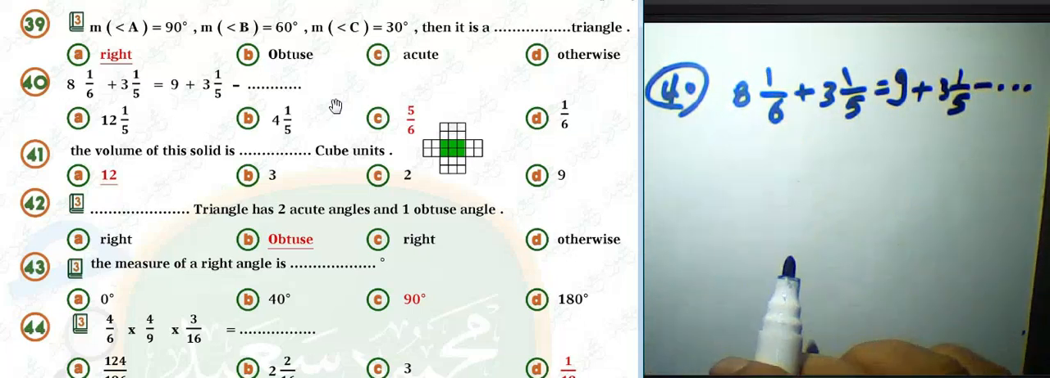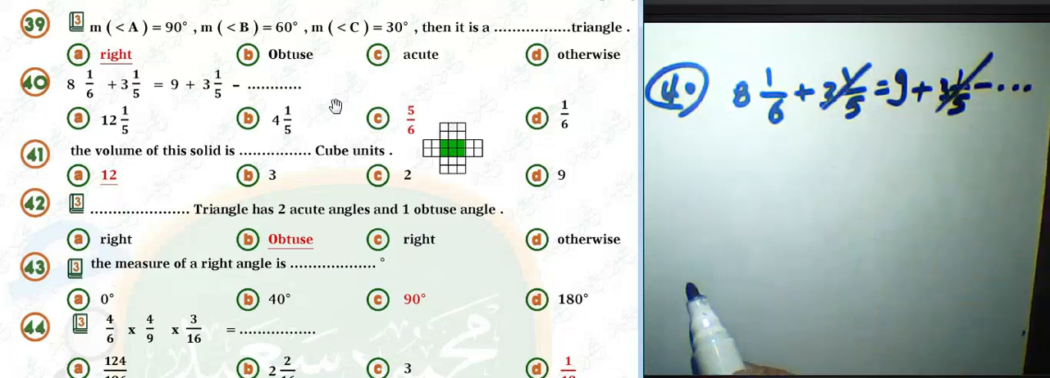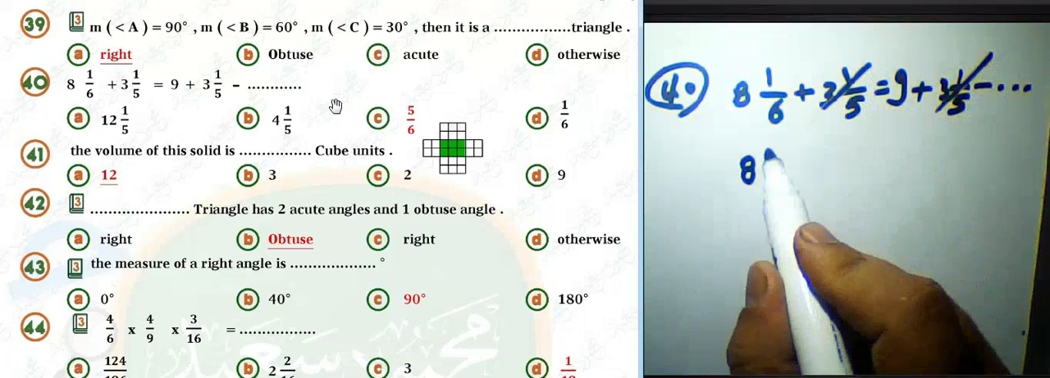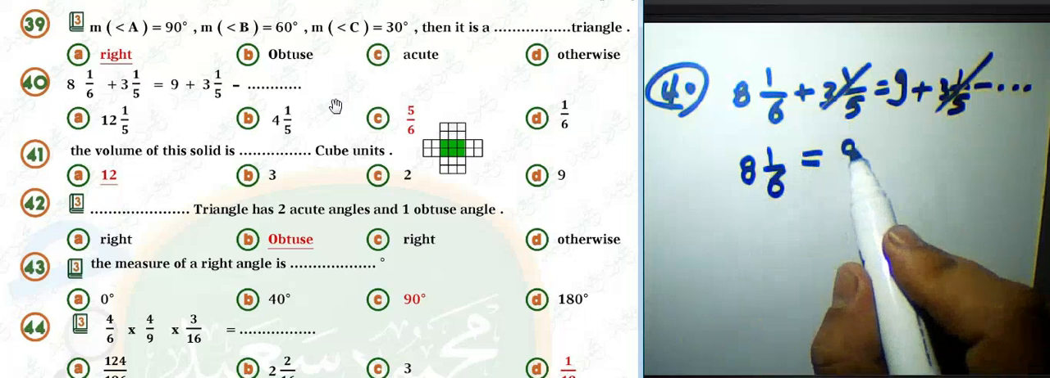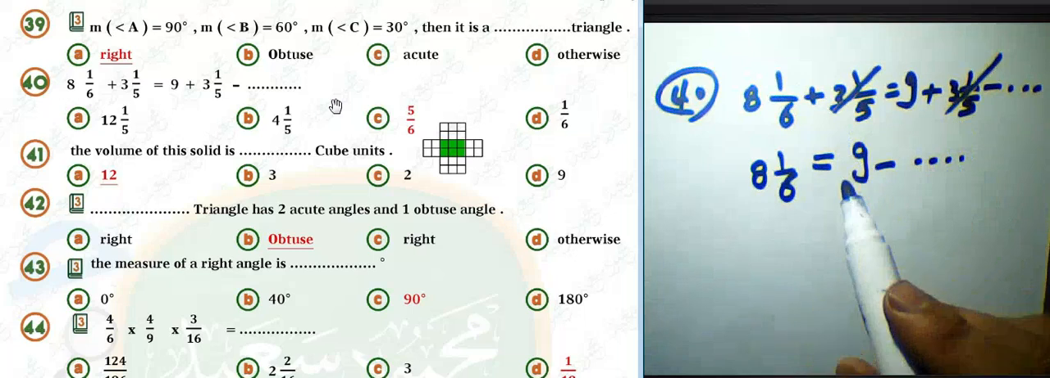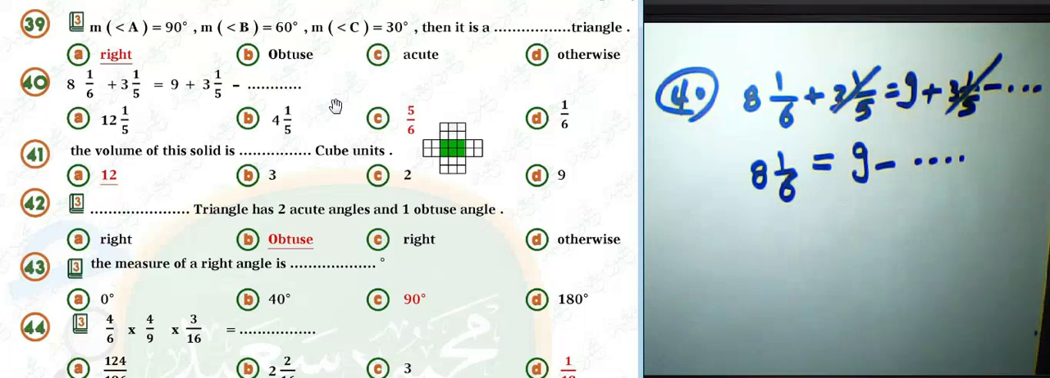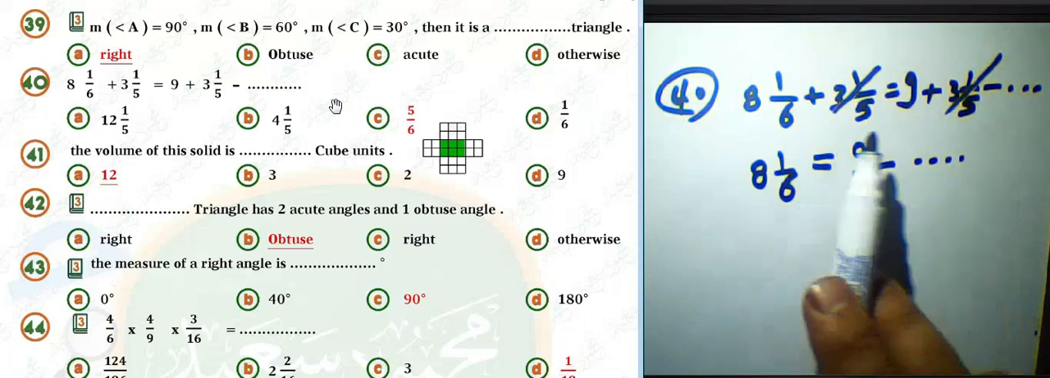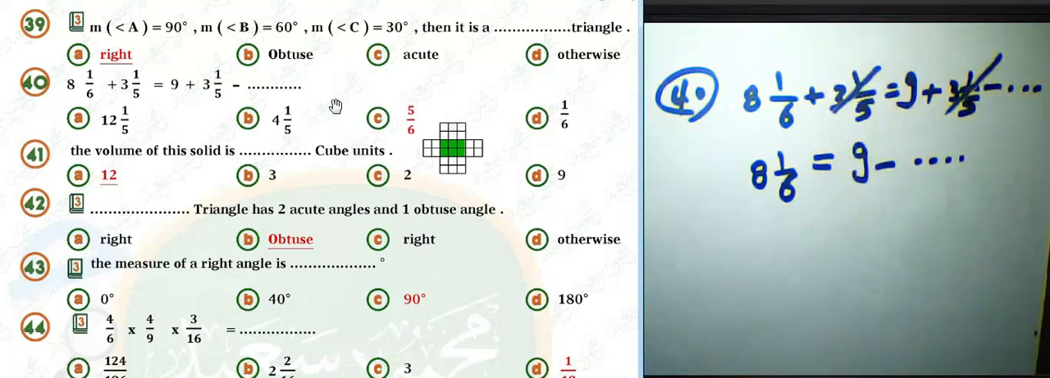Look at this example, we can cancel 3 and 1 over 5 by 3 and 1 over 5, because it's equal here. So we can write 8 and 1 over 6 plus space equals 9, subtract by space, because we cancel 3 and 1 over 5 by 3 and 1 over 5. We can cancel them, because this is the additive inverse of this number. If we move this number from right hand side to left hand side, it will be the additive inverse. So we can find this number by subtracting them.